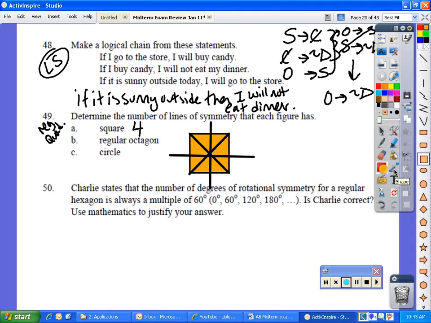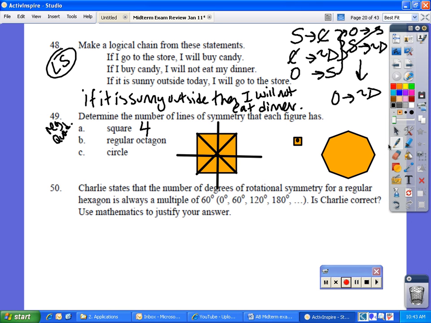All right, let me pull out an octagon. We got an 8-sided figure. I think this might be one. Let me look at this one. All right, an 8-sided figure. Awesome. Okay, so let's look at this.